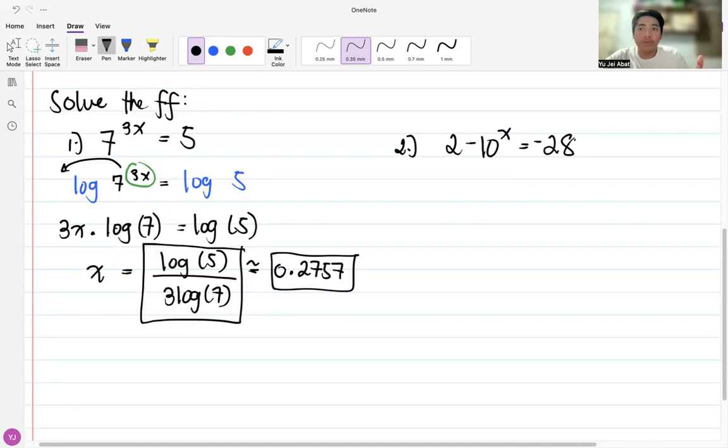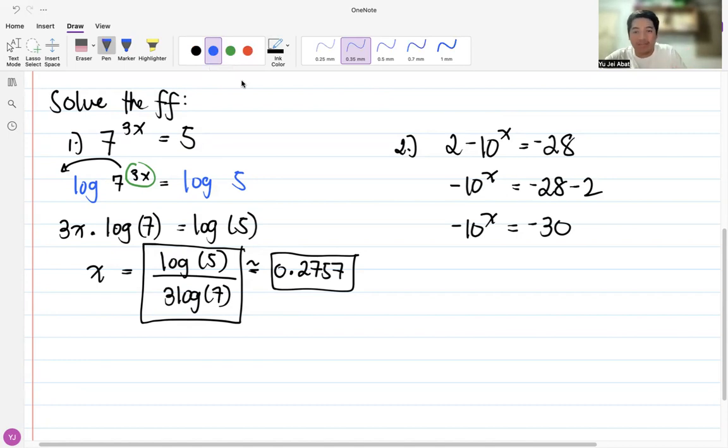Okay, so the very first thing we're going to do here, on the left side, we have a constant 2. So as much as possible, we want to eliminate that. So what I'm going to do is to transpose that to here. So I have negative 28 minus 2, that becomes negative 30, and I have negative 10 raised to x here. So I want, as much as possible, both sides of the equation to be positive. So I'm going to multiply both sides by negative 1. There's no harm in doing that. So we have 10 raised to x equals 30.